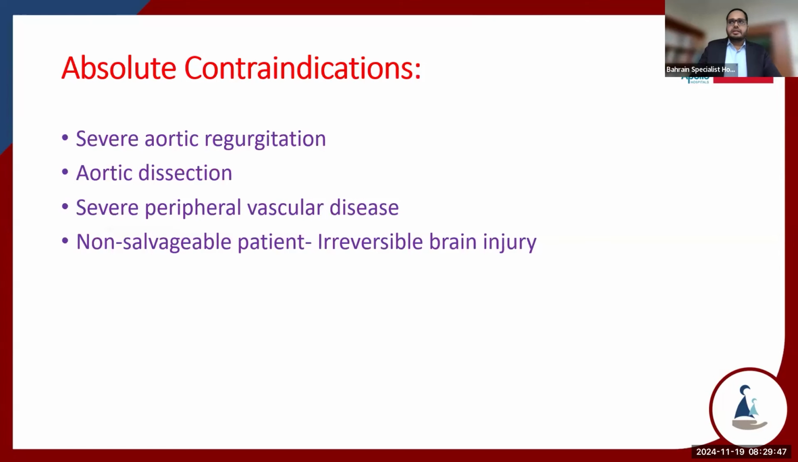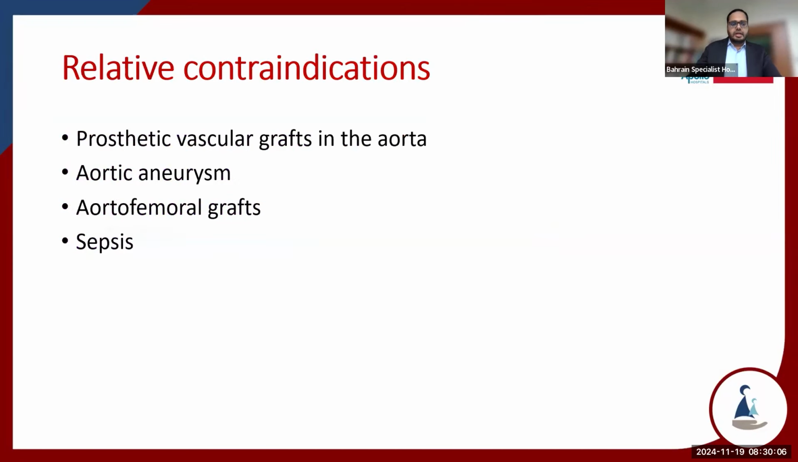And there are certain contraindications. The absolute contraindications are severe aortic regurgitation, because otherwise, each time there is inflation, it will push more aortic blood into the LV. Of course, aortic dissection, severe peripheral vascular disease, and a non-salvageable patient. These are absolute contraindications. Relative contraindications are prosthetic vascular grafts in the aorta, aortic aneurysm, aortofemoral grafts, and sepsis.